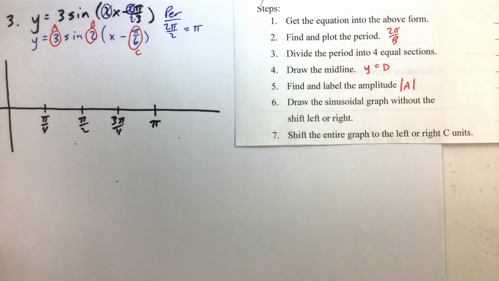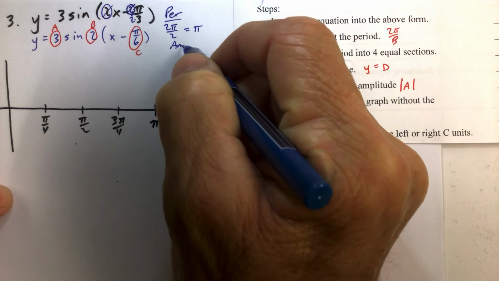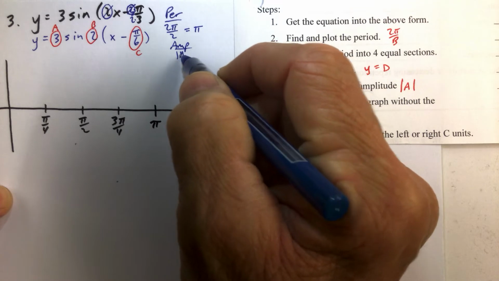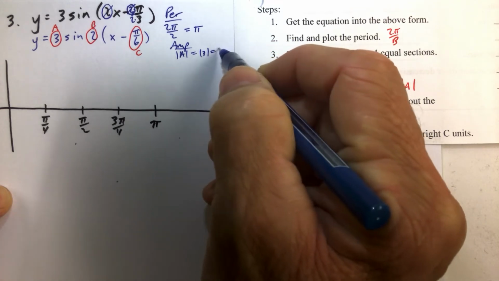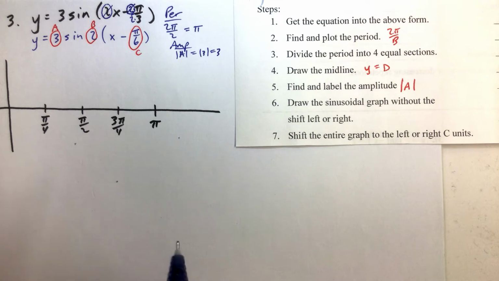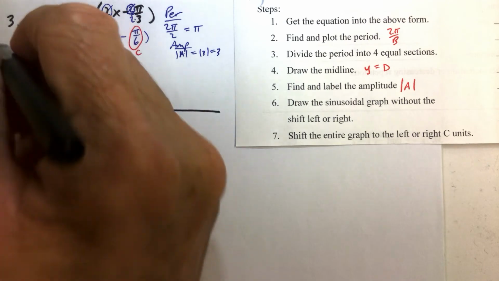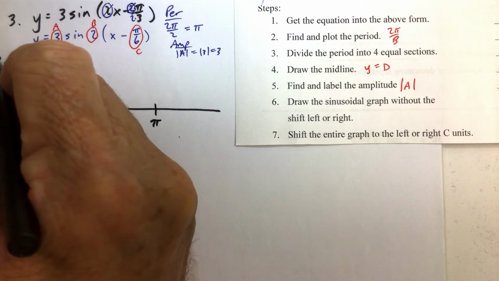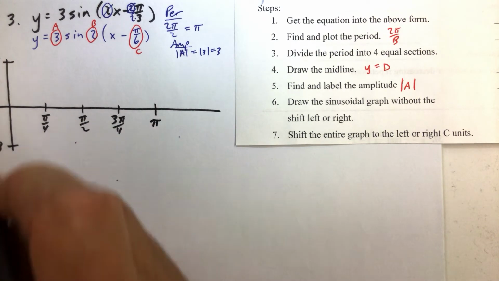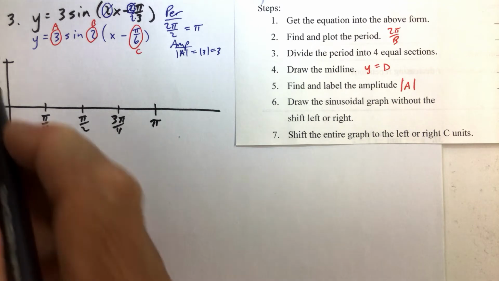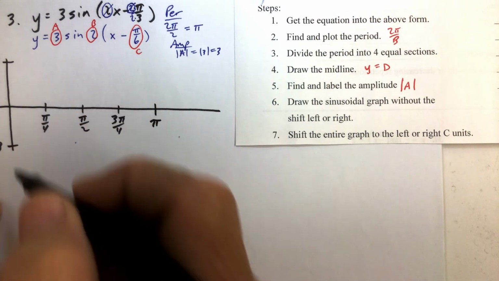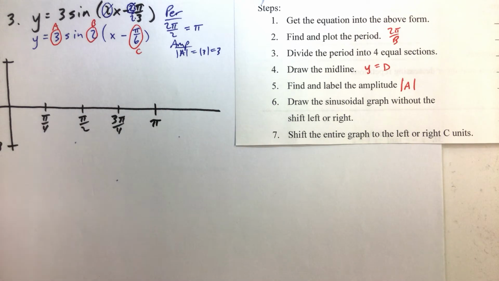Find and label the amplitude. Now the amplitude, we finally have one that isn't just 1. The amplitude is the absolute value of a, and a is 3, and so the amplitude is 3. Amplitude is always going to be a positive number. A could be negative, but the amplitude will always be a positive number. But look, I don't do anything differently. Now it's not going to be proportional, but it's going to be a way that we can get exactly the coordinates that we need just by plotting the amplitude of 3, 3 above the midline and 3 below the midline. There we go. We have our amplitude labeled.